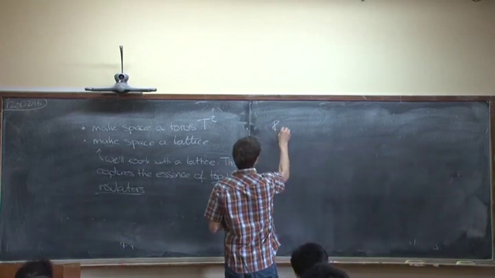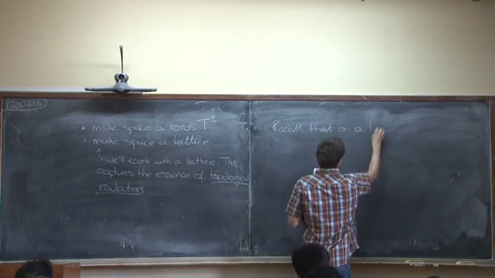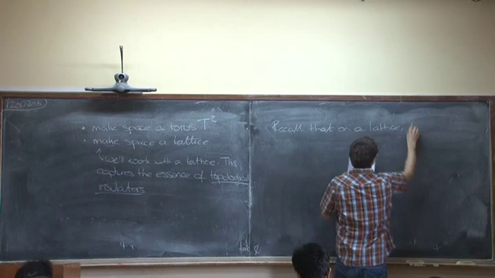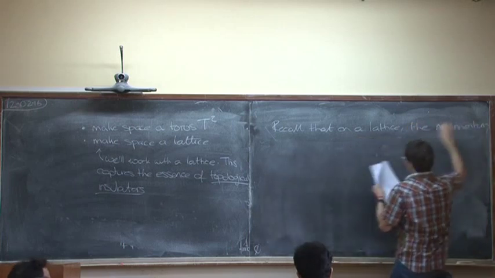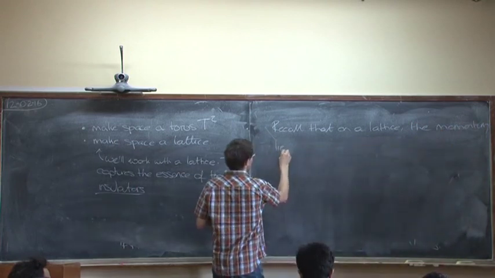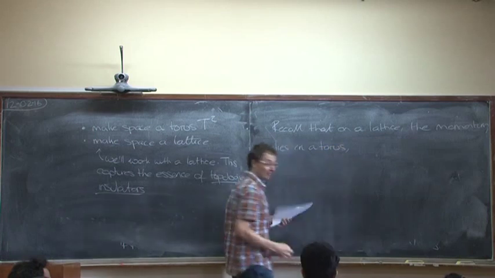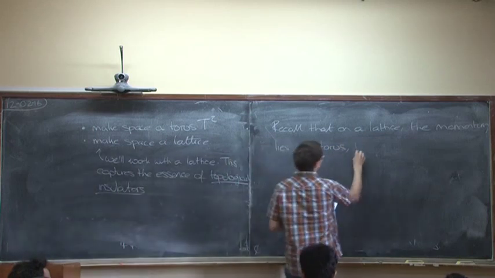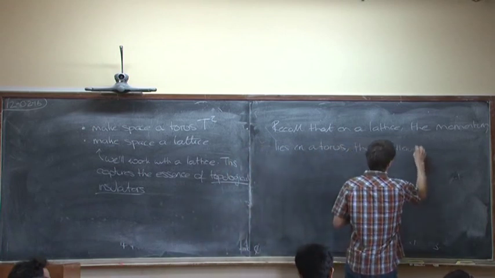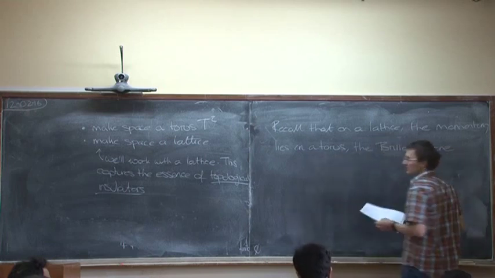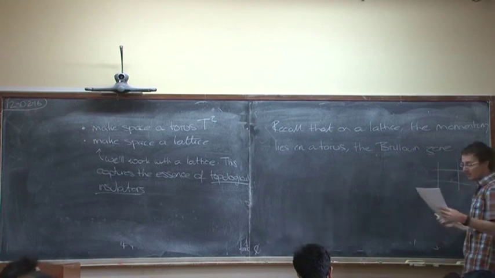Okay, so recall that on a lattice, the momentum lies in a torus, or is parameterized by a torus. And the torus has a name, it's just called the Brillouin zone. So this is our lattice. I'm just going to take a square lattice for simplicity.